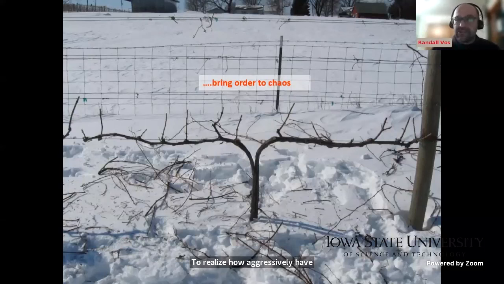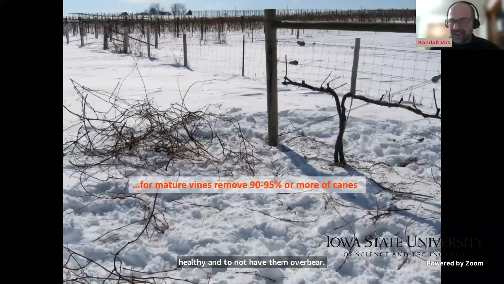But this is what we need to do to get these plants healthy and to not have them overbear. And so you gotta have a little bit different mindset when you prune grapevines than other woody crops. And there's all the canes that got removed.